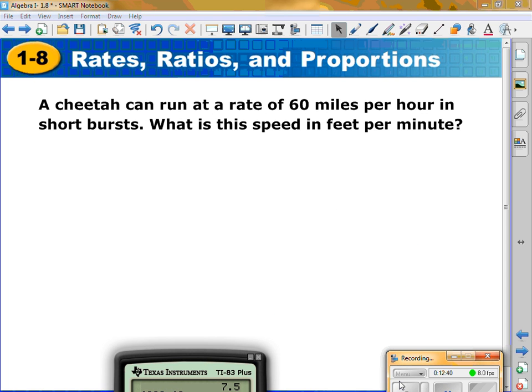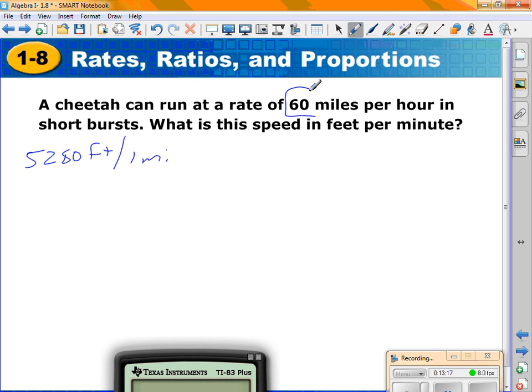All right, a cheetah can run at a rate of 60 miles per hour. How many feet would they travel in feet per minute? Now, what do we have to know in order to solve this problem? How many feet are in a mile? Anyone know this one? 5,280. 5,280 feet in 1 mile. I want you to find out how fast in feet per minute.